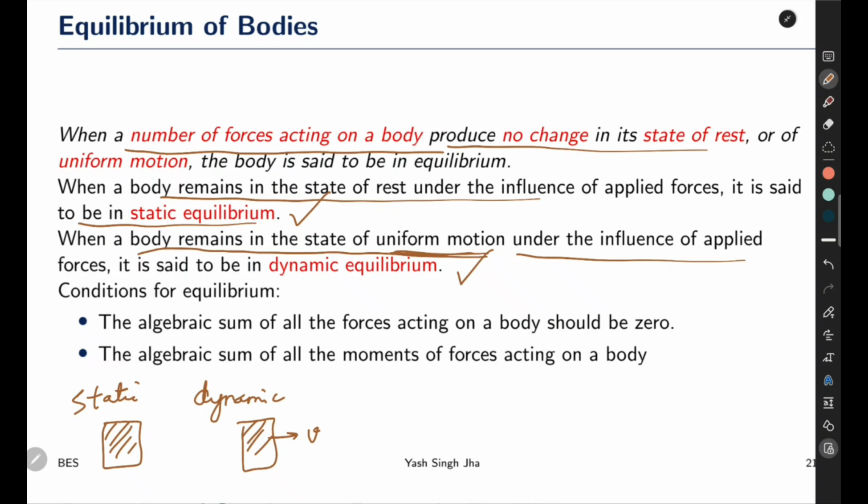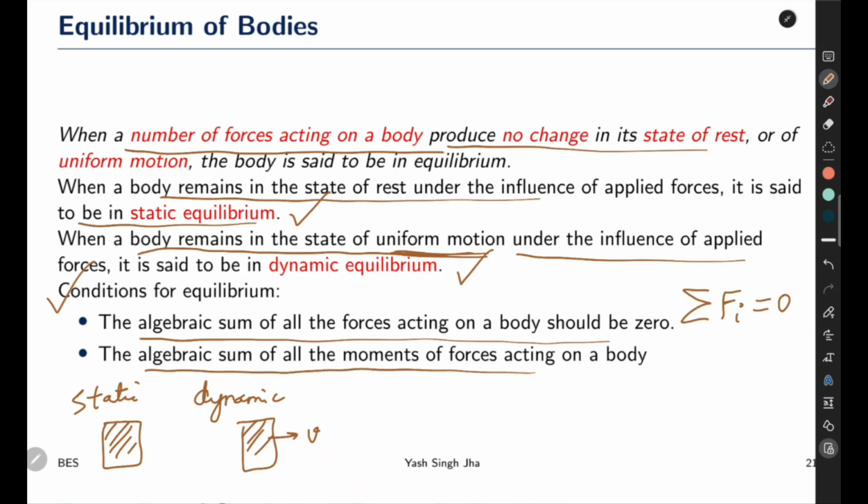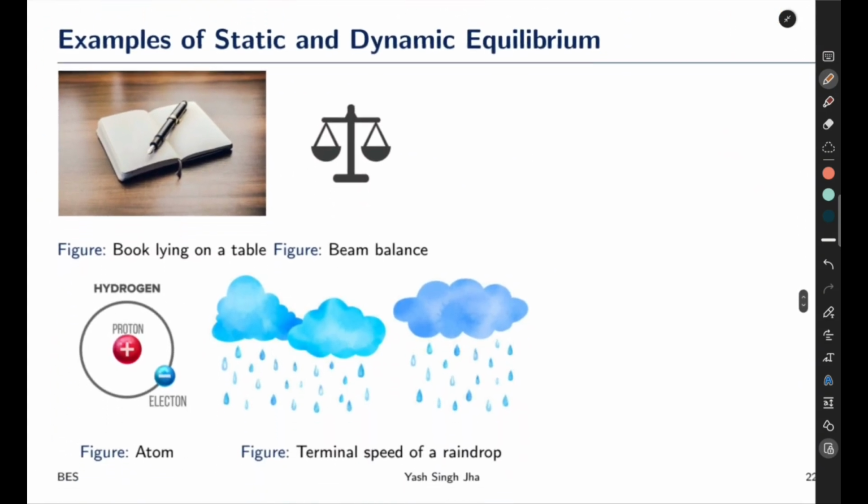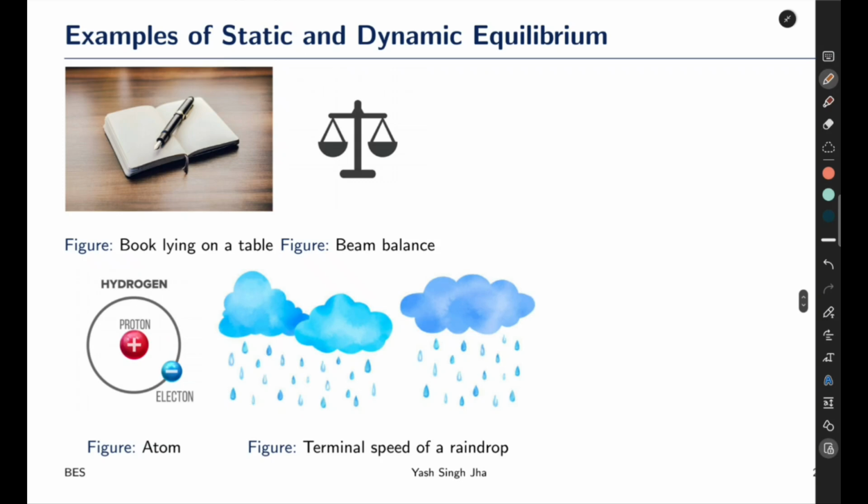There are certain conditions for equilibrium. First, the algebraic sum of all the forces acting on the body should be 0. Second, the algebraic sum of all the moments acting on the body should be 0. The sum of all torques should be 0. What it means, we are going to explore next. So, the examples of static and dynamic equilibrium.